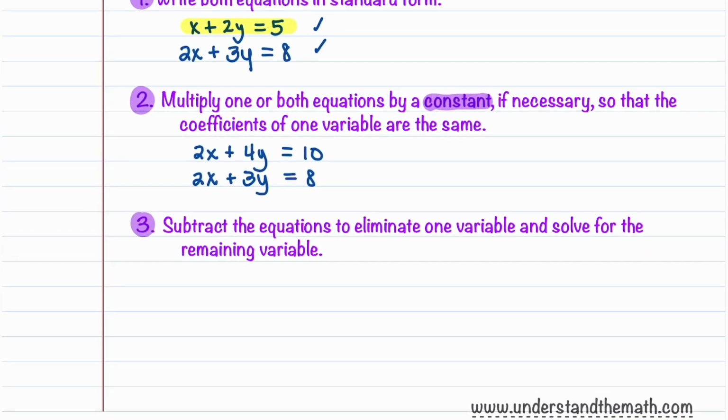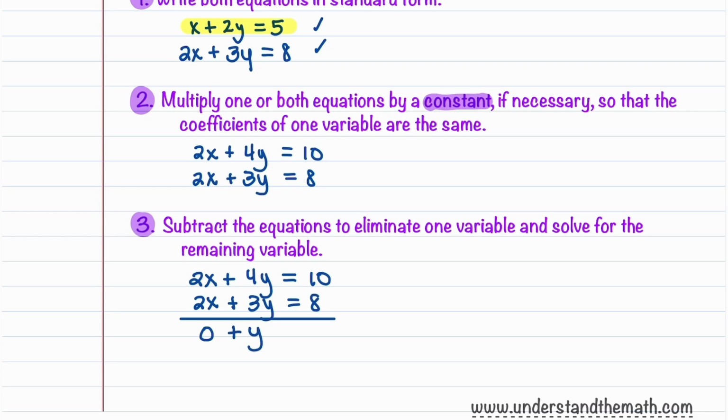Now what we're going to do is subtract these two equations and eliminate our x variable, and then we can solve for our y variable. We have 2x plus 4y is equal to 10, and then our second equation is just 2x plus 3y is equal to 8. Now we're going to subtract these two. 2x minus 2x is 0, and then 4y minus 3y is just y, and then 10 minus 8 is 2. So we found that y was equal to 2. So we've solved for one variable.